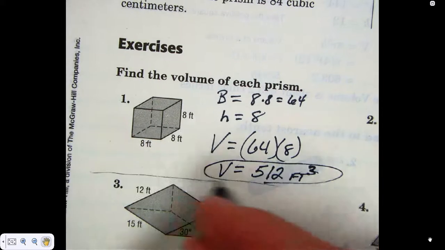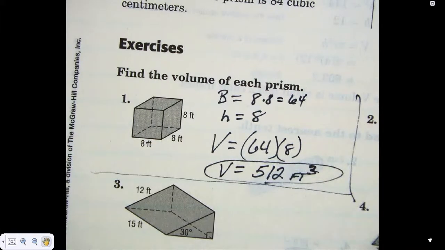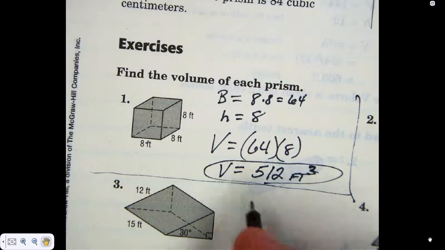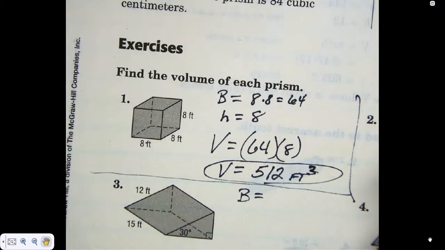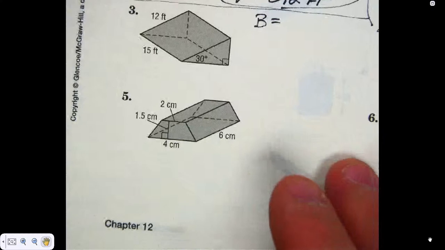Like I said, some are much easier than others. It all boils down to, most of the time, how hard B is to find. Let's jump ahead to number 3.